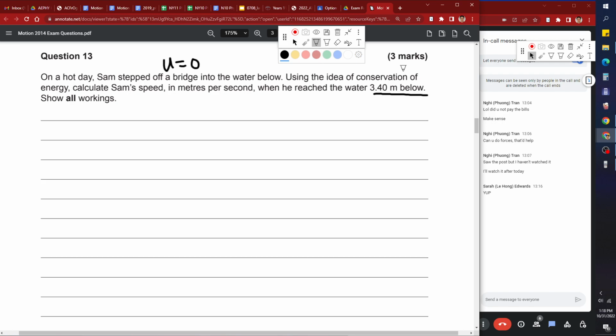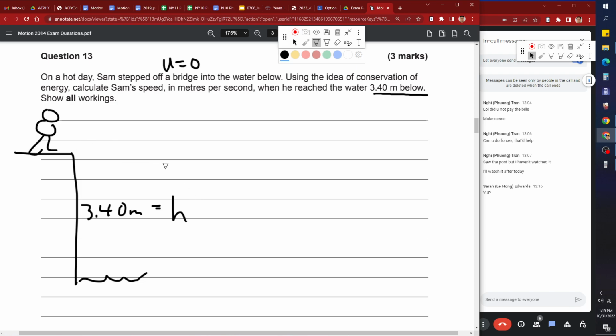We want to use the conservation of energy to calculate Sam's speed, not kinematic equations. We could do that, because we know the distance, we know gravity's acceleration, and we know the starting velocity. But that's not how you're going to get the mark. The mark is to use conservation of energy, and that is when Sam's at the top of the bridge and he falls down to the water. That's 3.4 meters. Now that is the height.